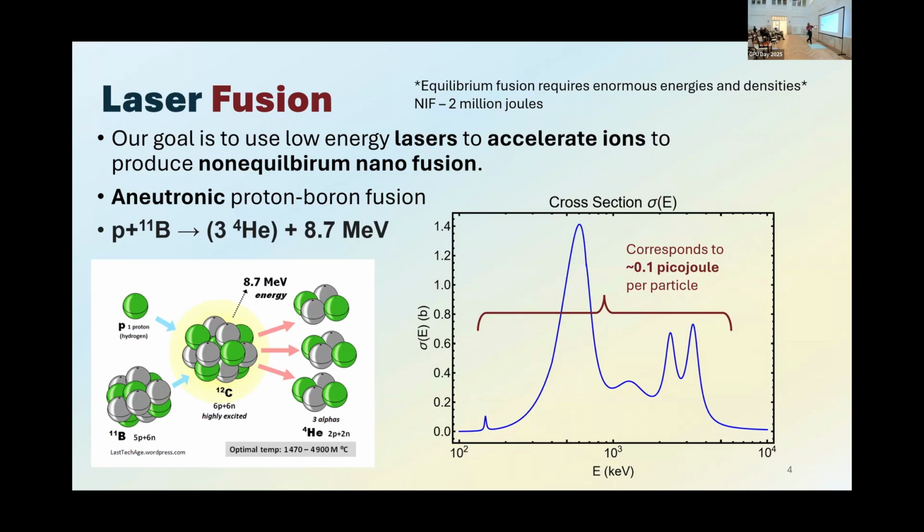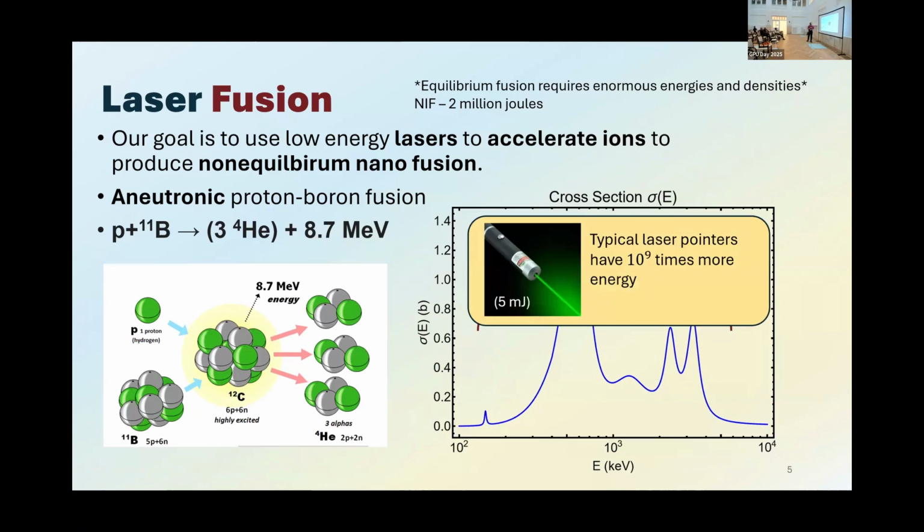If you look at the cross-section, the energy required per particle to get the reaction to happen is actually very small. It's around 1/10 of a picojoule. It's very tiny. So you can even get to this energy just with a laser pointer like you have in your house. A strong one would have around 5 millijoules. So this is huge in comparison to the scale of a nuclear reaction. The issue is this energy is not sufficiently focused to deliver that energy to a single particle.